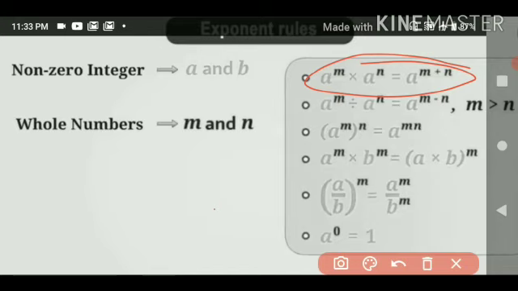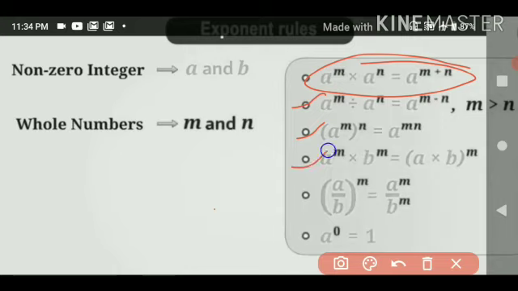Similarly, the second law, a raised to the power m divided by a raised to the power n, that is, two exponential forms having the same base are going to be divided, is equal to a raised to the power m minus n when m is greater than n. Third law of exponents, a raised to the power m whole raised to the power n is equal to a raised to the power m multiplied by n. So that means the powers are going to be multiplied in this situation.